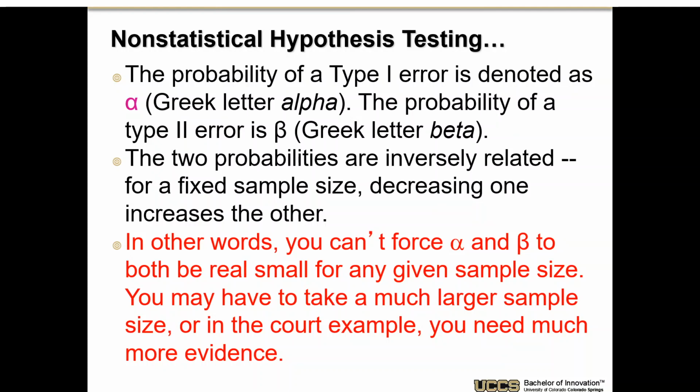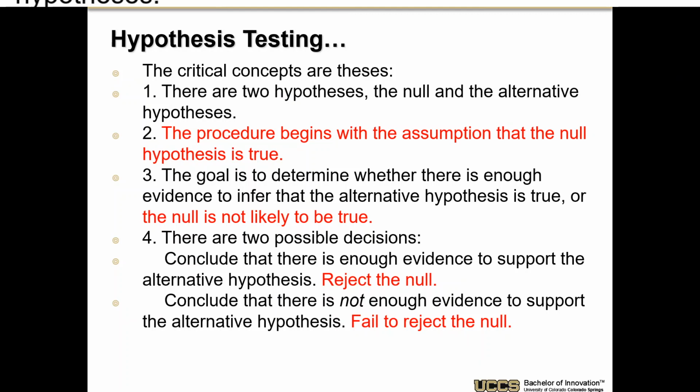If I swap the sign of my thing, you can't force them both to be small, right? You can live with one or the other being where it is. But how you define your problem is critically important. So there are two critical concepts here.